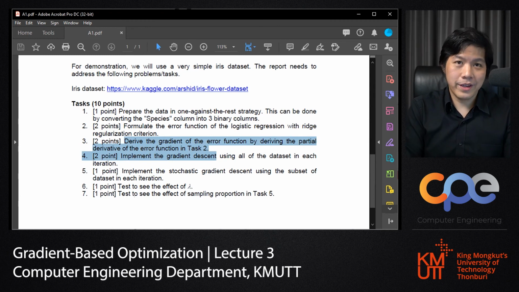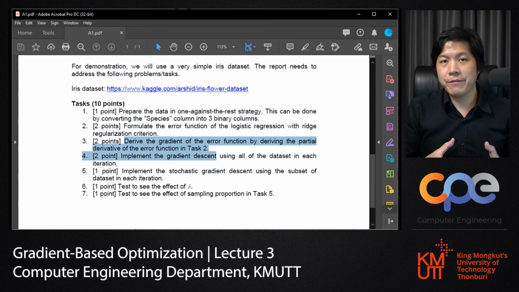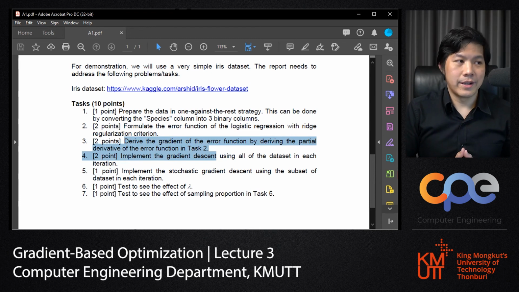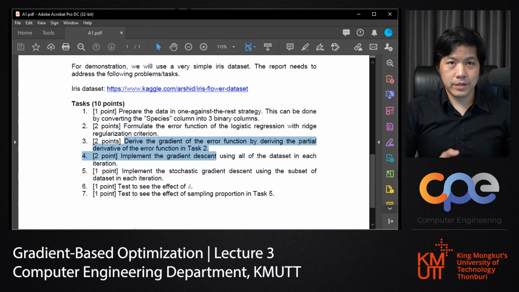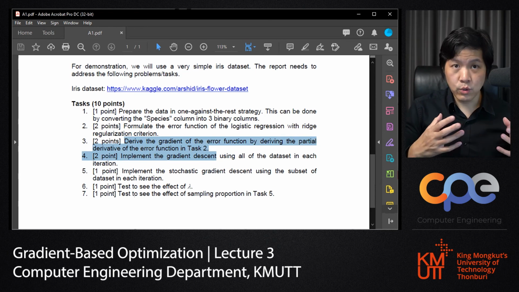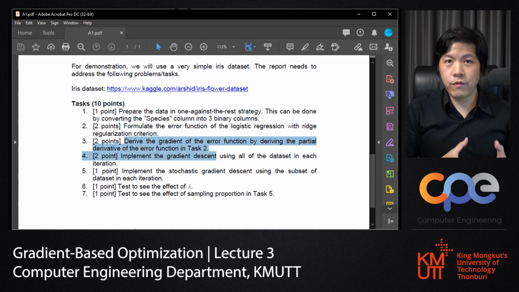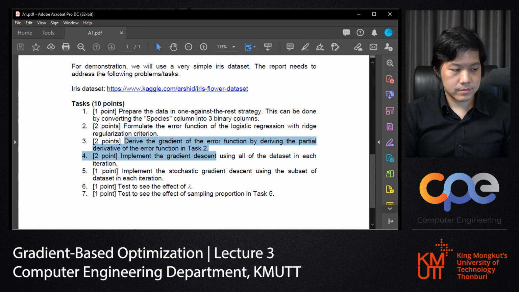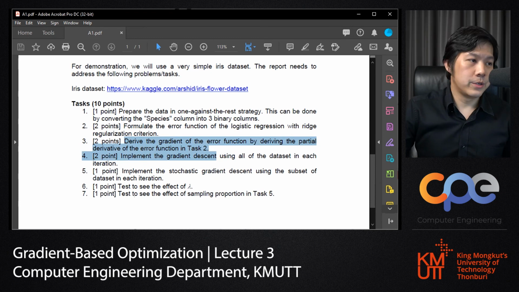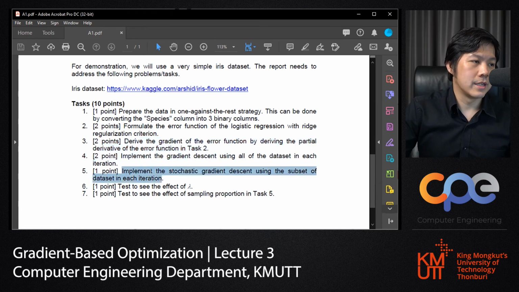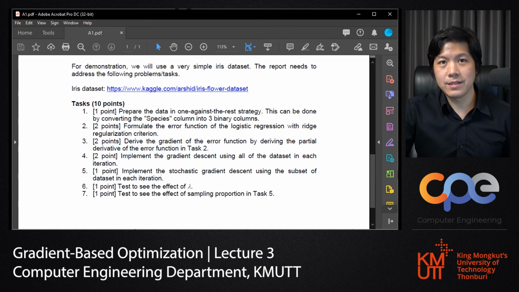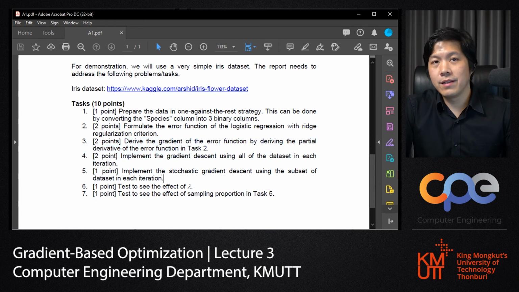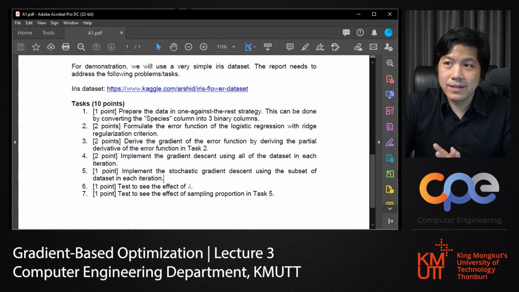What you need to do here is to derive the gradient. Derive the equations of the gradients, and then use that equation to perform gradient-based optimization, and then extend that to the stochastic optimization, stochastic gradient descent, and observe the results. And that's it, I guess.